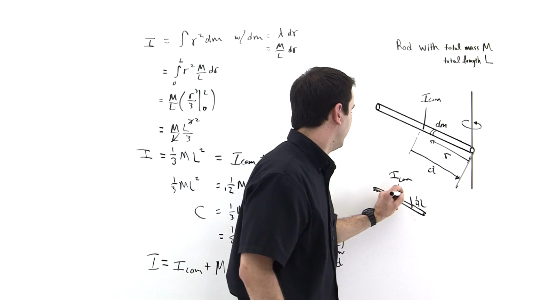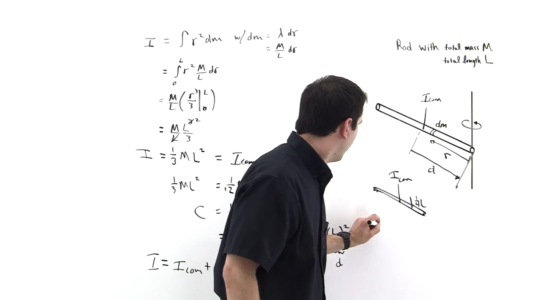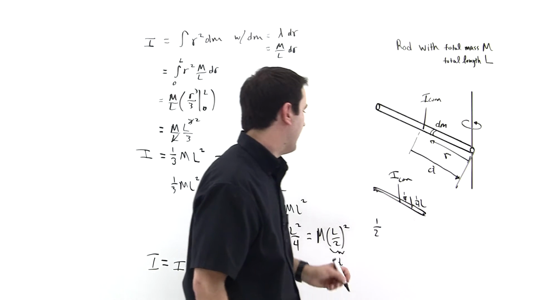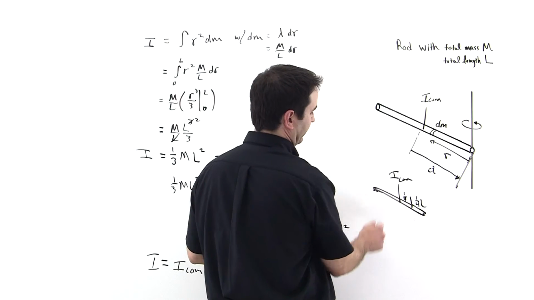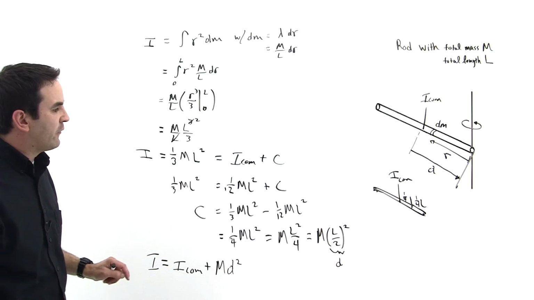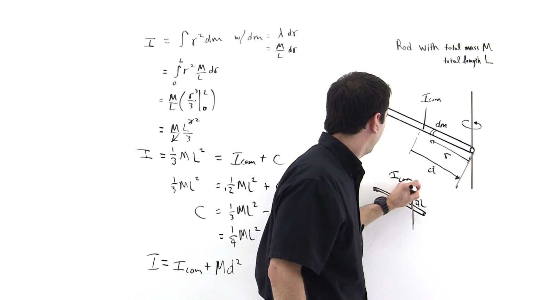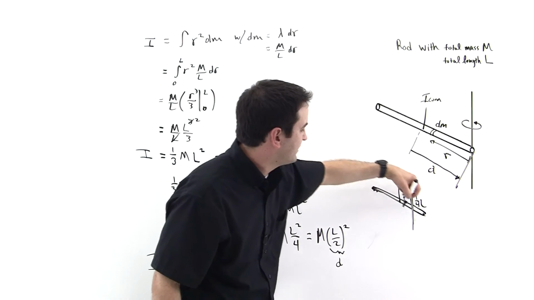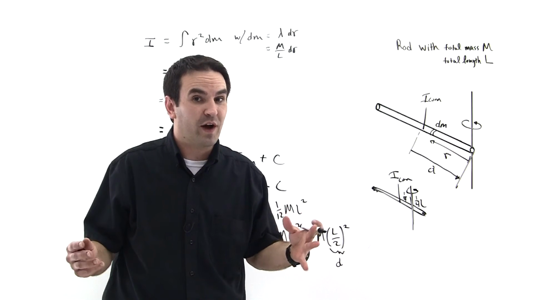If that's 1/4 L, then 1/2 minus 1/4 is 1/4 again, because 1/4 plus 1/4 is 1/2. And this is L over 2, and this is L over 2, right? Okay, so what this says is that if we want to find the moment of inertia about this axis right here, which is a completely different situation from anything that we've worked before, we don't have to do any integration or anything because we know I center of mass.